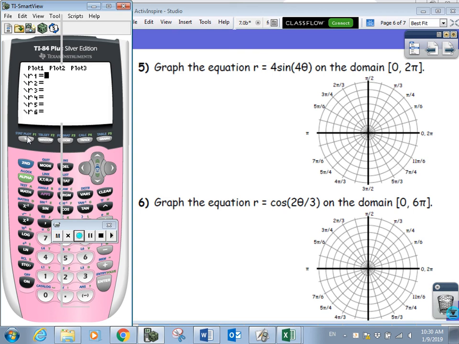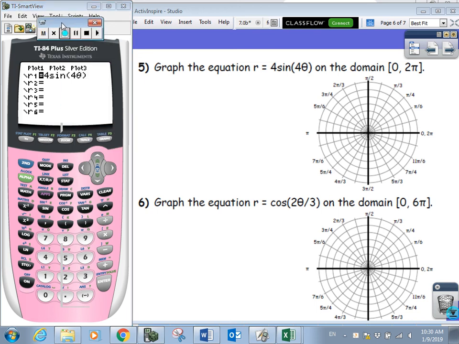All right, so before we do anything, let's just plug it in. So we have 4 sine 4x, which again automatically comes up as a theta. And let's just graph it and see what happens. Well, actually, we need to do it on that domain. So let's go to our window.